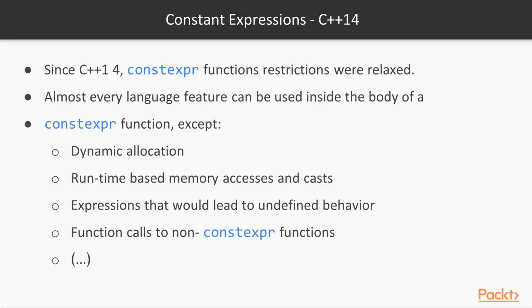Let's now move on to C++14. Since C++14, constexpr function restrictions were greatly relaxed. Almost any language feature can be used inside the body of a constexpr function, except dynamic allocation, runtime-based memory accesses and casts, such as reinterpret_cast, expressions that would lead to undefined behavior, or function calls to non-constexpr functions.